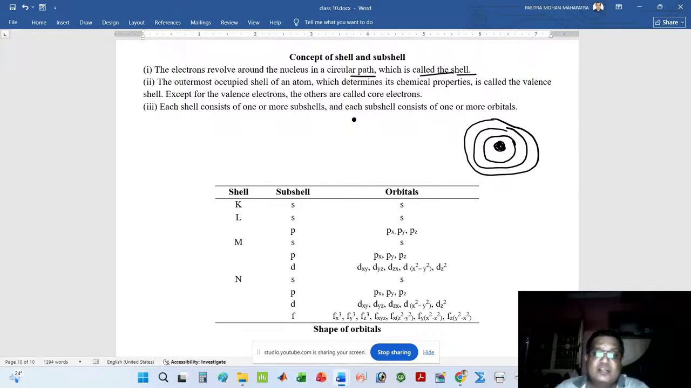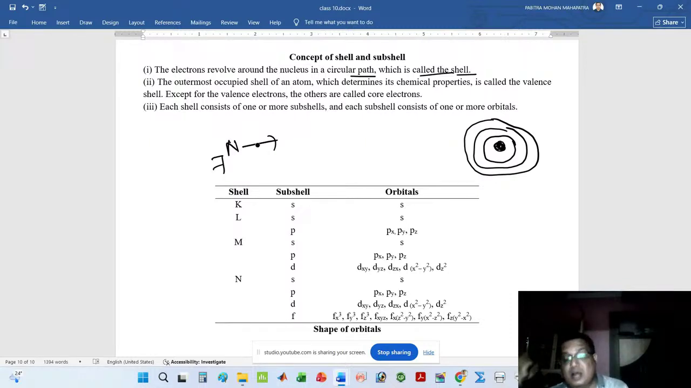The outermost occupied shell of an atom, which determines its chemical property, is called the valency shell. Let me explain what the valency shell is. Suppose you think about the nitrogen atom. Nitrogen atom has atomic number 7.